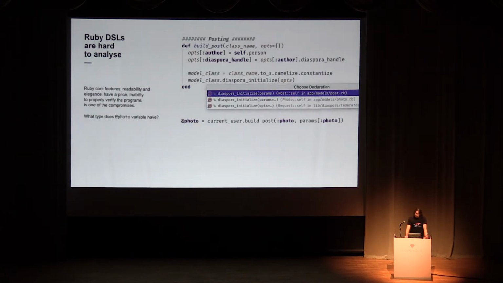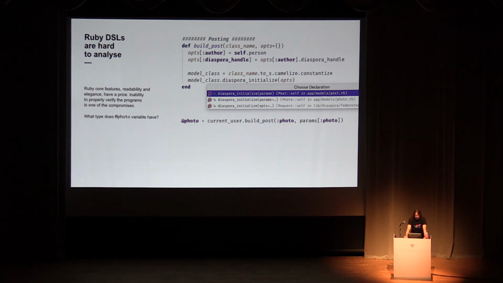The reason is Ruby's dynamic nature, which allows creating beautiful DSLs but impedes code analysis. Code is really difficult to analyze, and this is actually not fixable by static analysis.